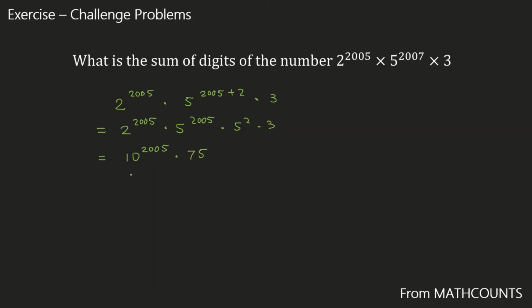So the number we have is essentially 75 followed by 2005 zeros. So this is 75 followed by a bunch of zeros, and there are 2005 of them. This is the final product. If we sum up the digits, we literally have 7 plus 5 and then plus a bunch of zeros, so the sum is 12. That's our final answer.